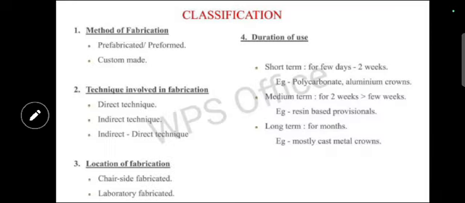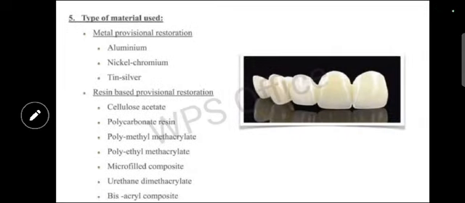These are the five classifications. Method of fabrication: prefabricated, custom made. Technique involved in fabrication: direct, indirect, and indirect direct technique. Location of fabrication: chairside, laboratory. Duration of use: short term, medium term, long term.